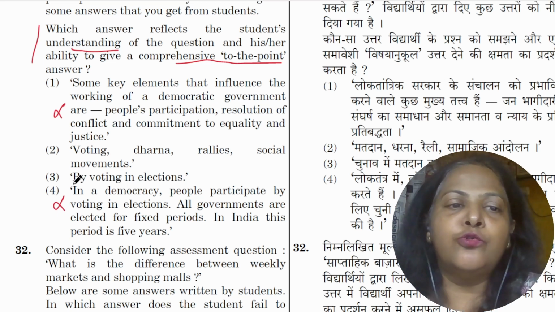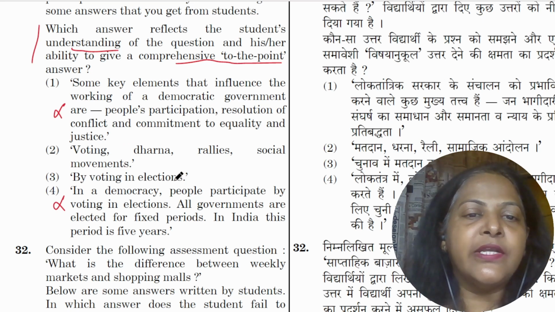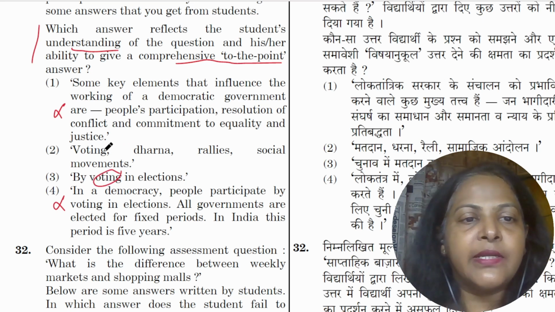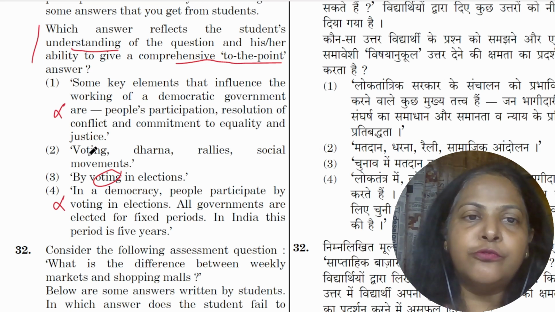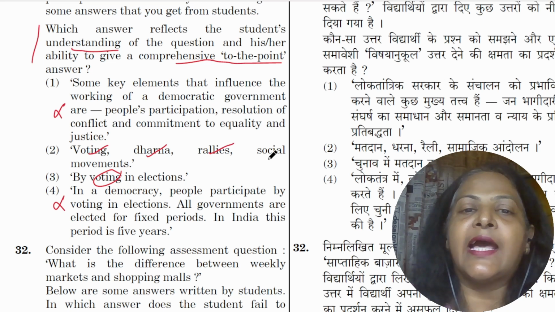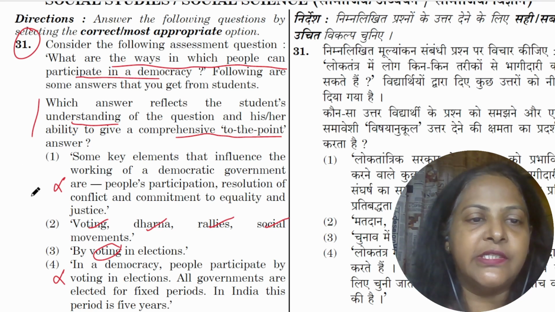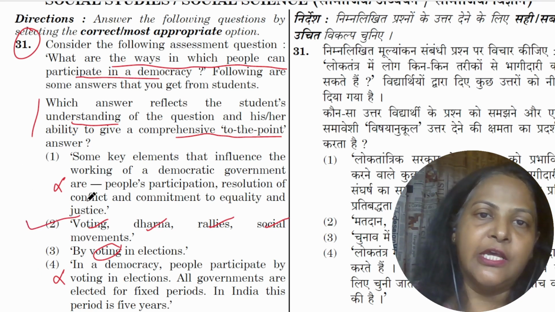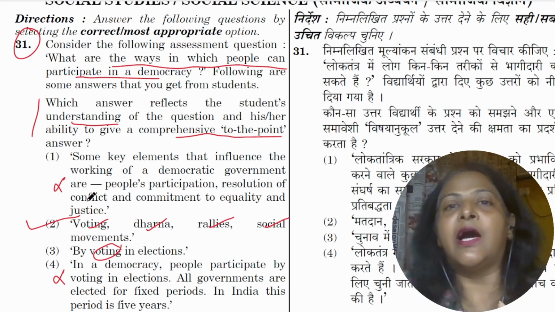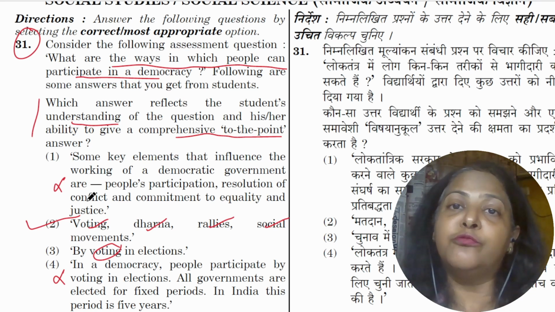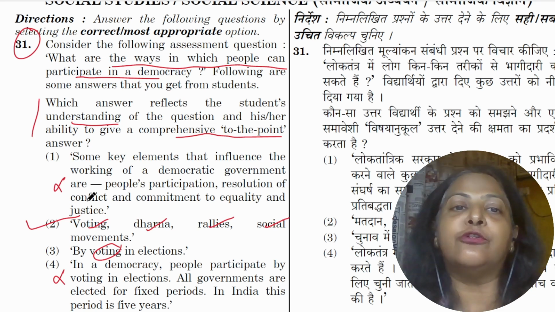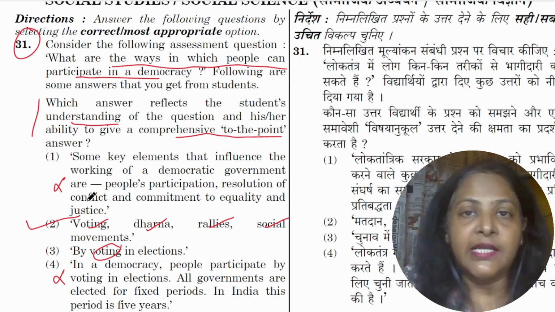There are 2 options left for you. By voting in the election, so this student has only spoken about voting, but option 2 talks about voting, dharna, rallies, and social movements. So all of these are ways in which people can participate in a democracy. So this is the correct answer. So remember, here they have taken it to a higher level. They're asking you about Bloom's taxonomy along with a certain topic. You have to see what is it that they are asking.